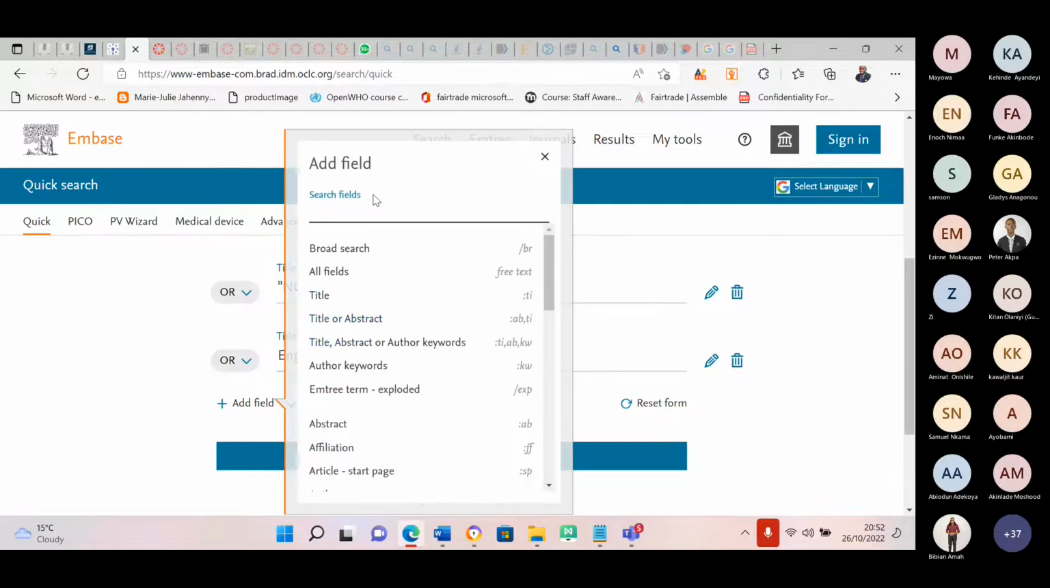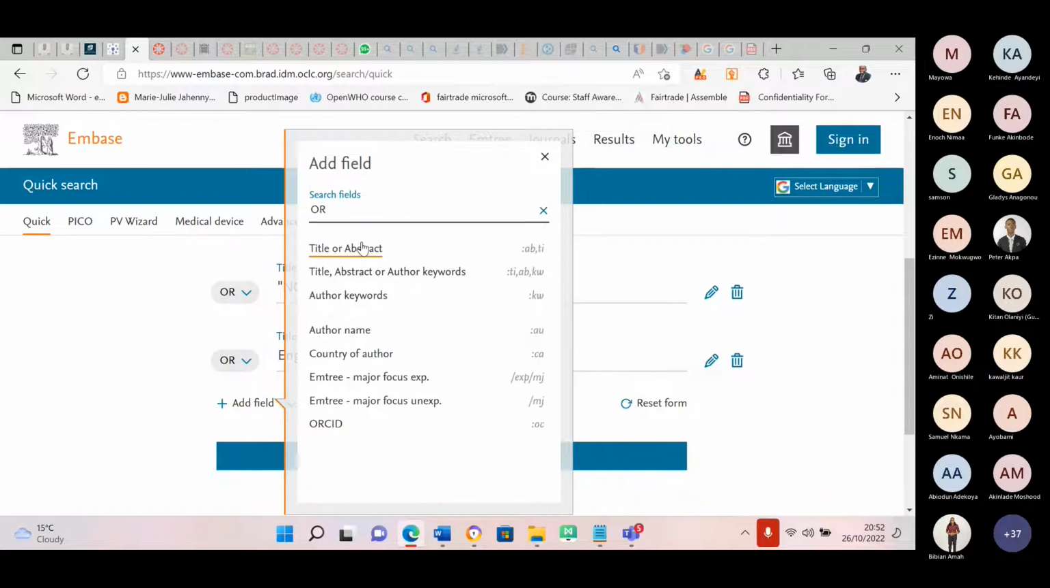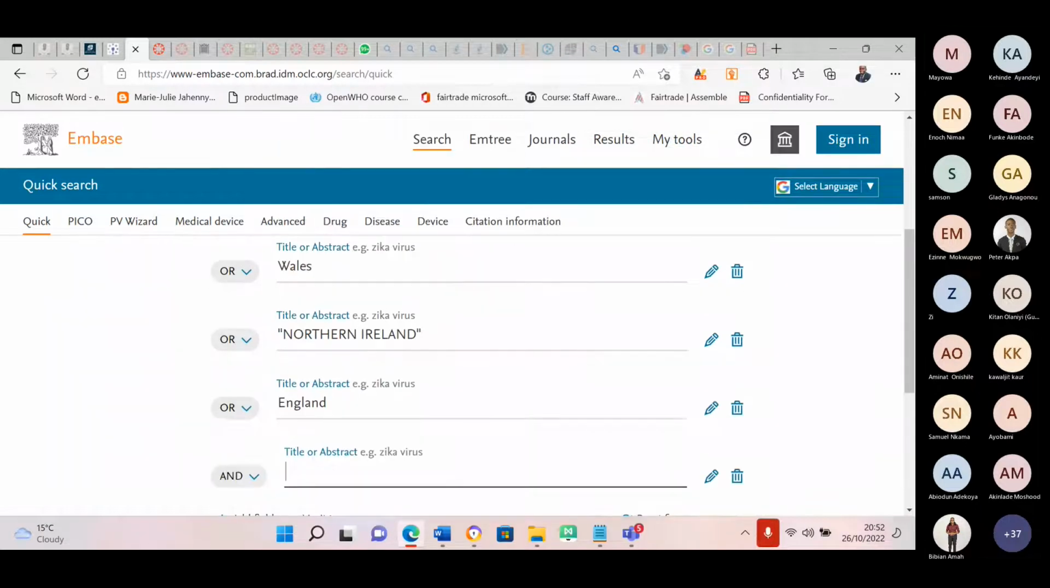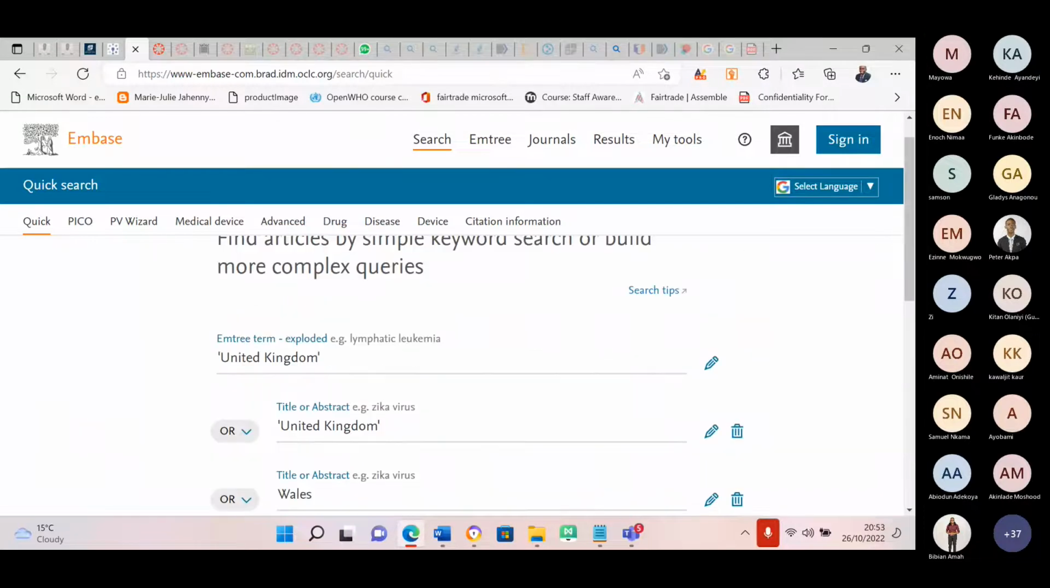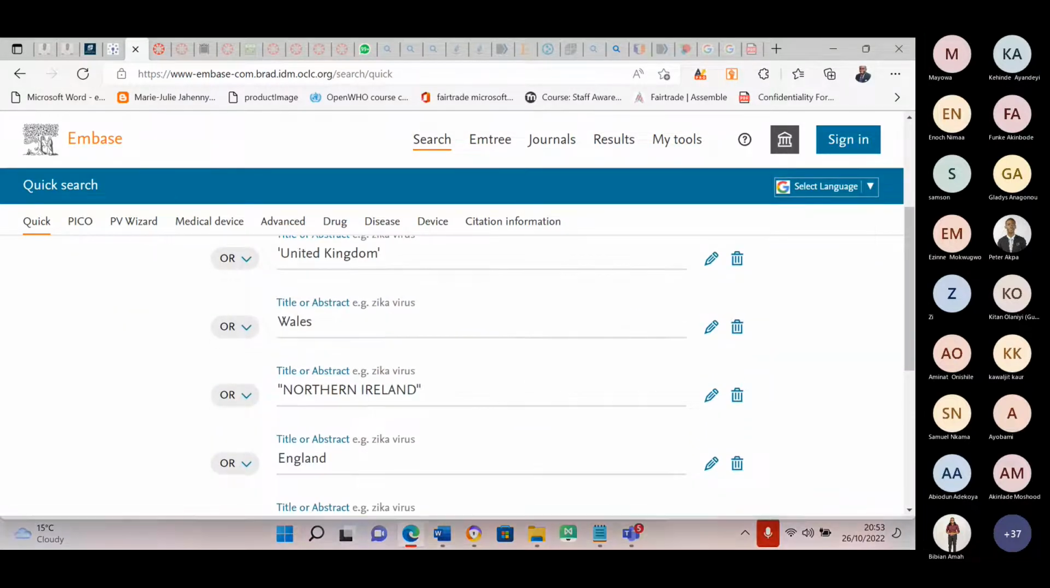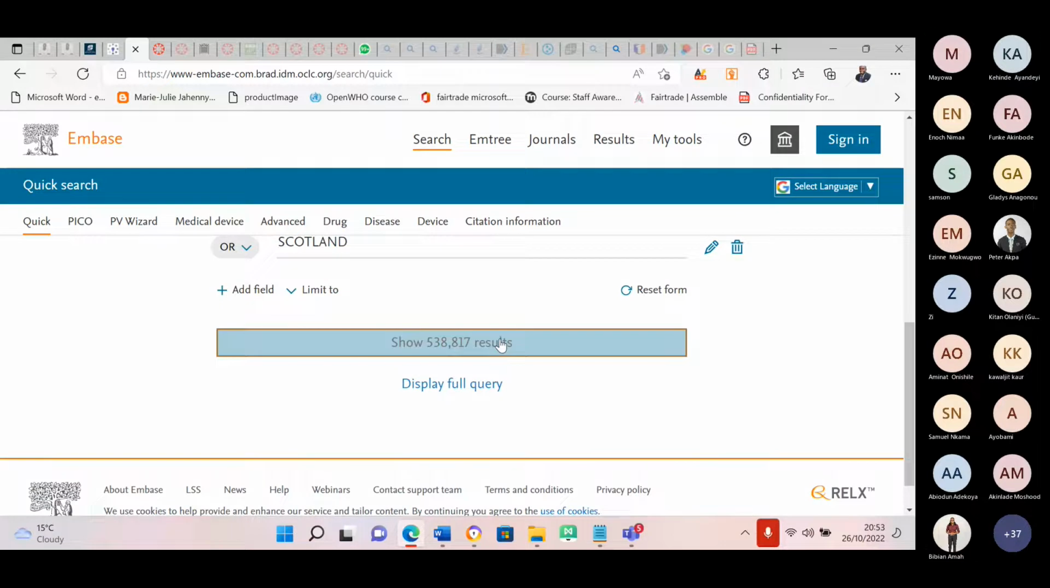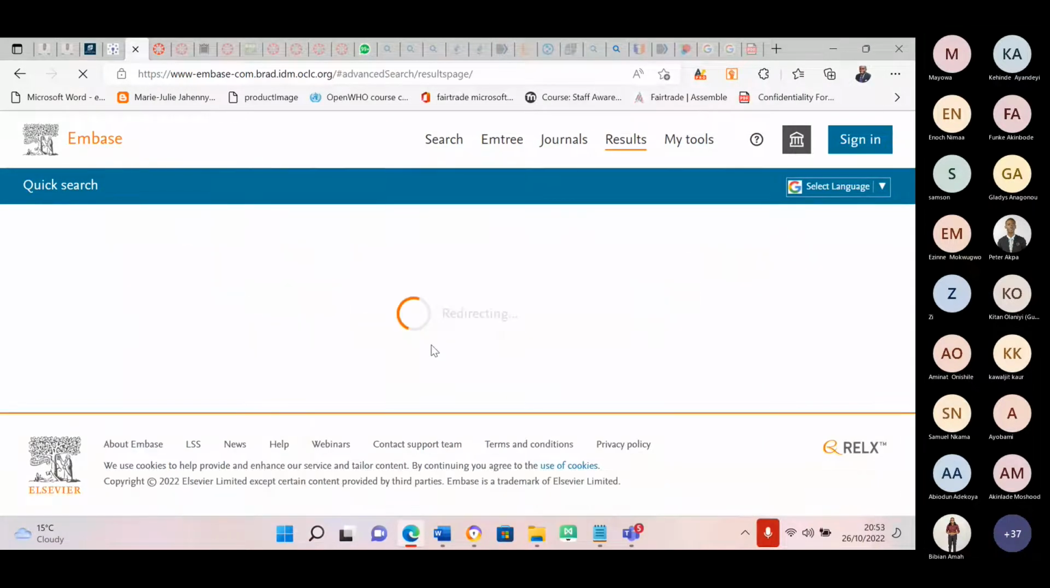Then the last one. What's the last state again? Scotland. Scotland. Good. So you can see all. So here I have 500 whatever results. So show. Okay.